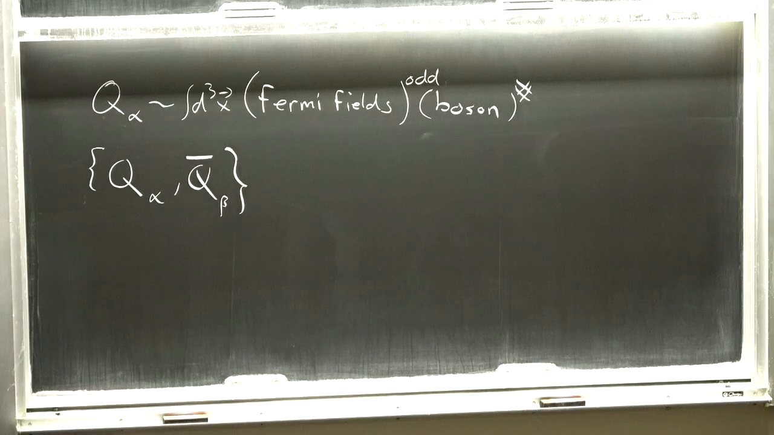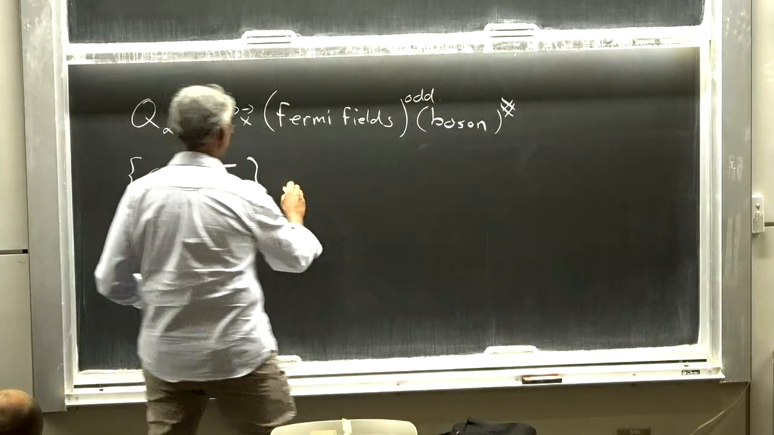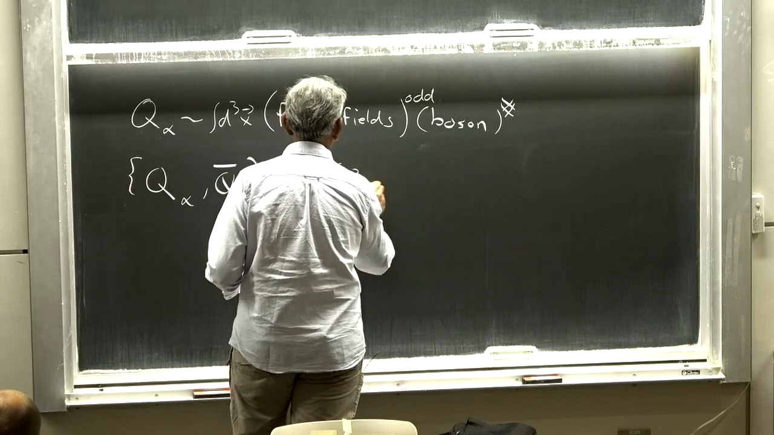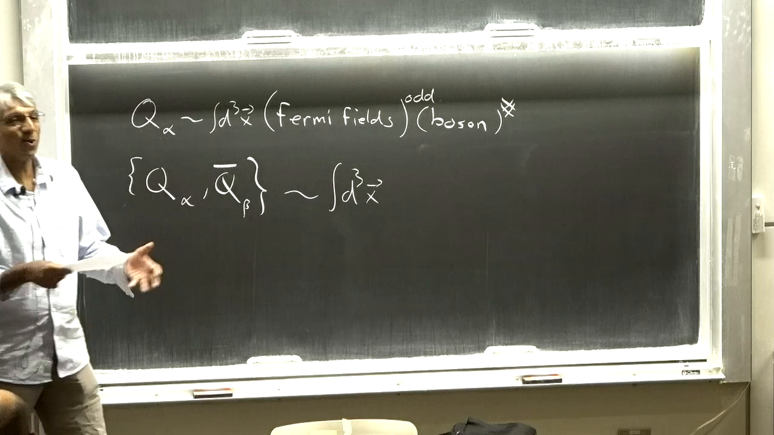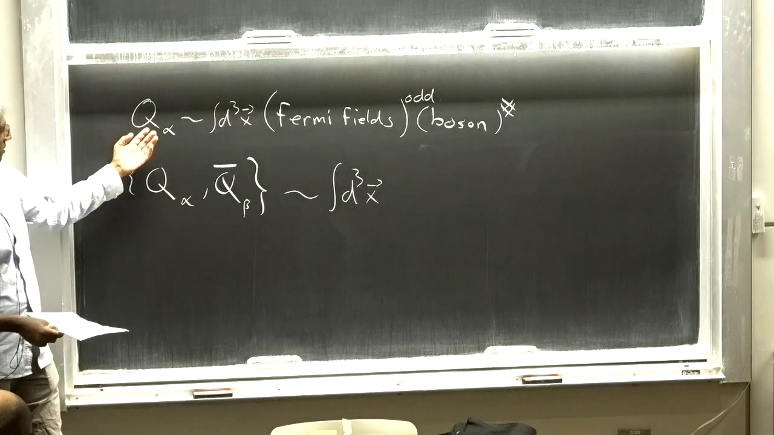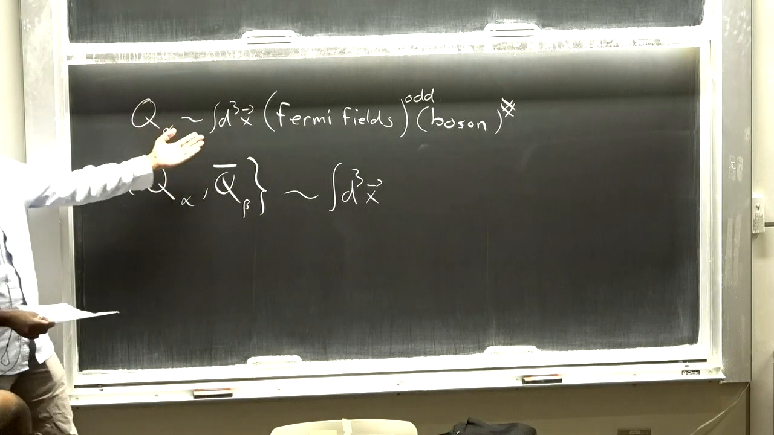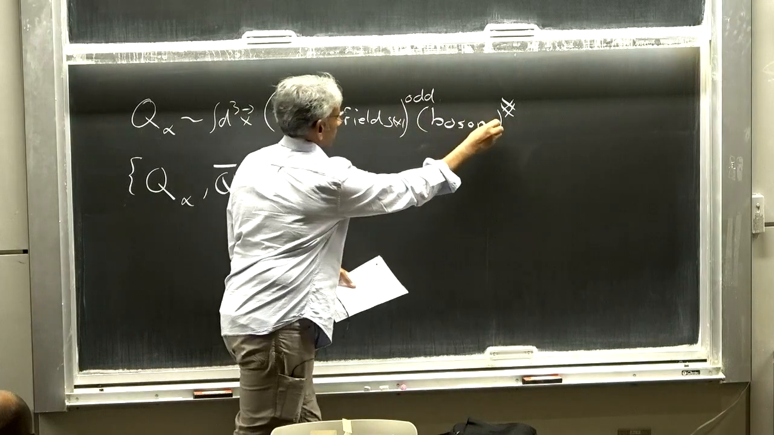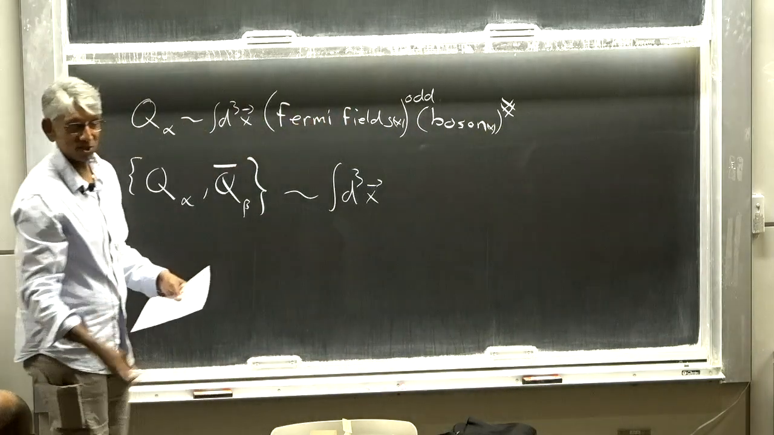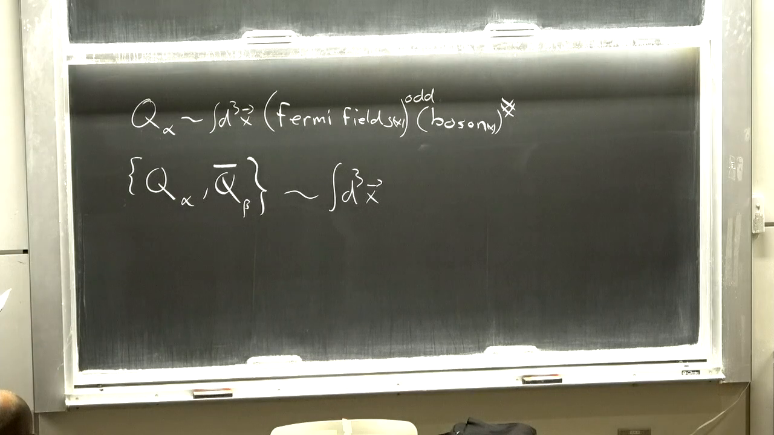It's crucial that a conserved quantity that's useful should be the integral of a local density. In other words, the sum of local contributions to the charge. So this thing is a conserved charge. It is the integral of local contributions to the charge density. That's what makes it useful, okay?